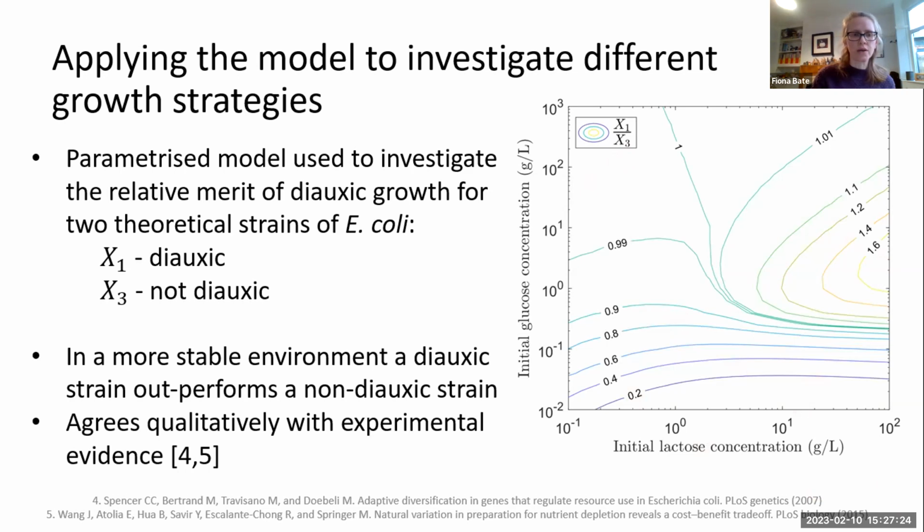So these results agree qualitatively with experimental evidence. There's a paper by Spencer showing that bacteria with a long diauxic lag will be better in a stable environment. So in this case, a stable environment is this region where you've got higher sugar concentrations, because the longer you've got high sugar concentrations, it means the longer before the conditions will change.